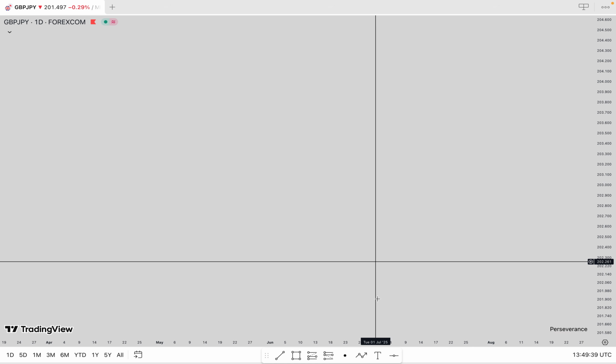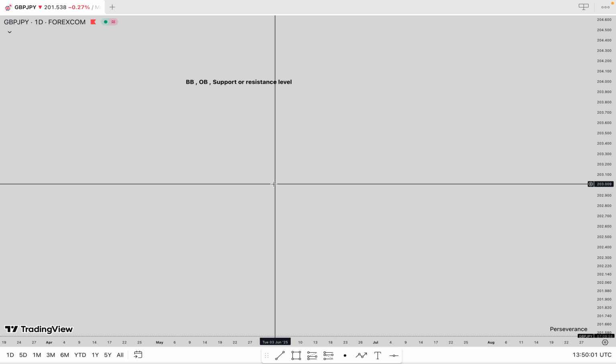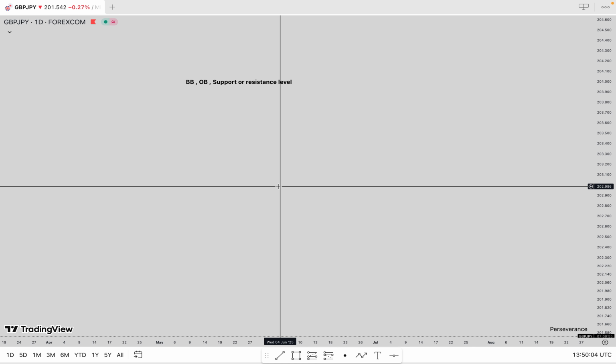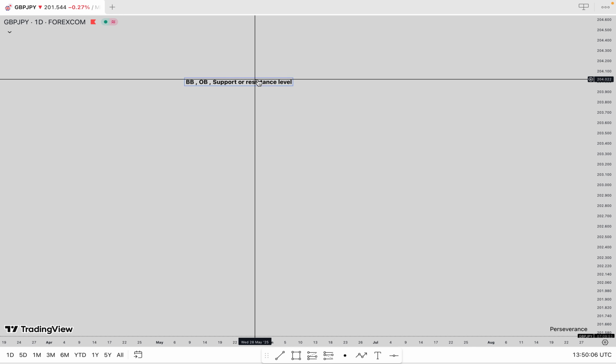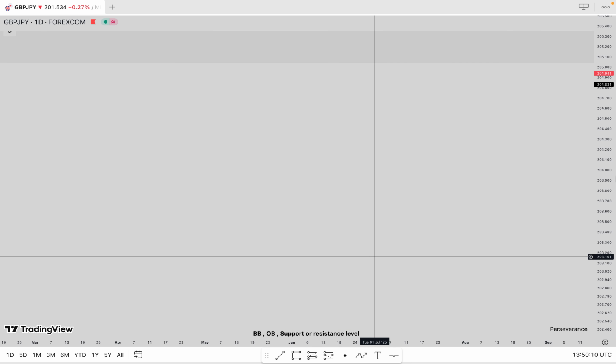So in looking out for directional bias, you need to pay attention to your breakout block, your order block, support, or resistance level. And then you can use the higher time frame like your 4-hour, your daily, or your weekly. In this case, I use the daily time frame.